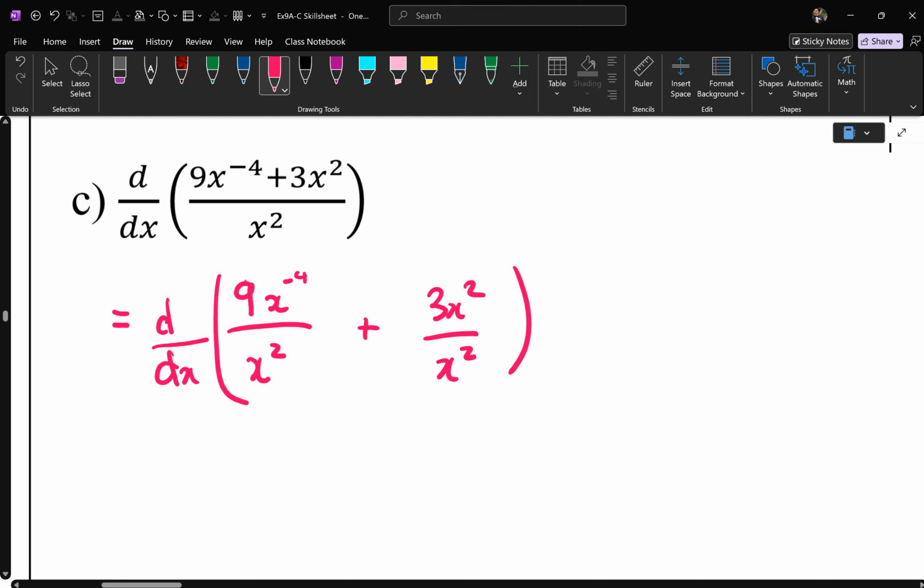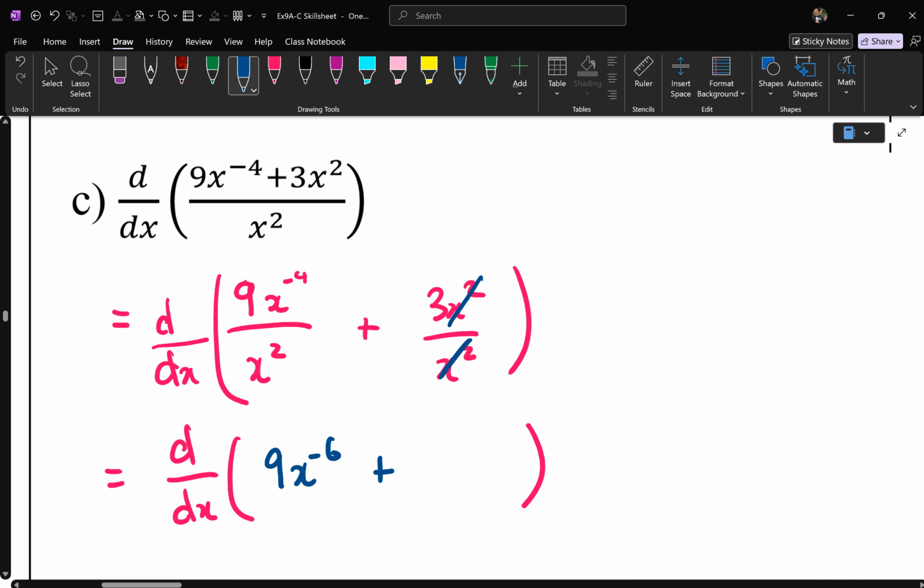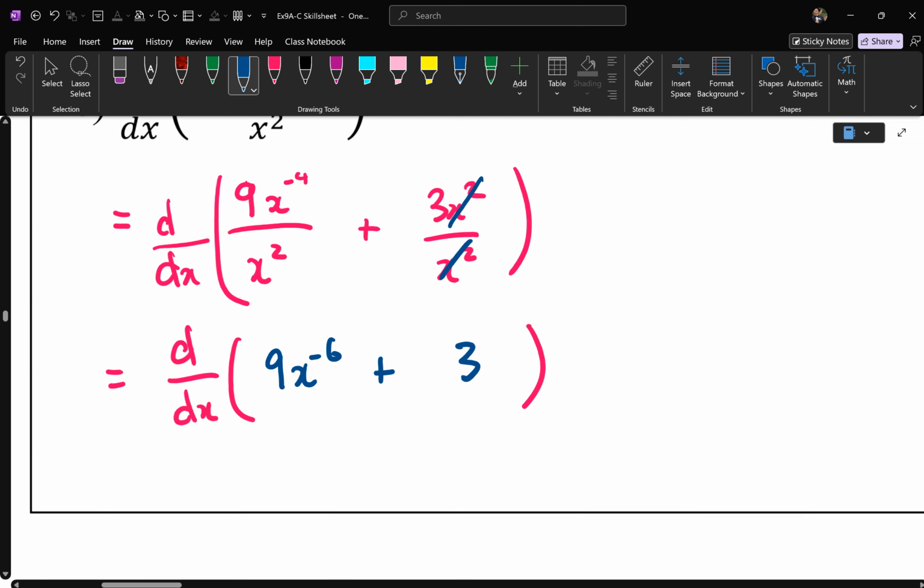So I've just changed the function to look a bit different. And like Rango said, we are actually finding the derivative of, now x to the power of negative 4 divided by x squared. Remember, you subtract the powers. So negative 4 subtract 2 gives you now 9x negative 6 plus, and then x squared divided by x squared cancels out to be 1. Well, x to the power 0 is 1. So you get 3, and then you're back to power rule.